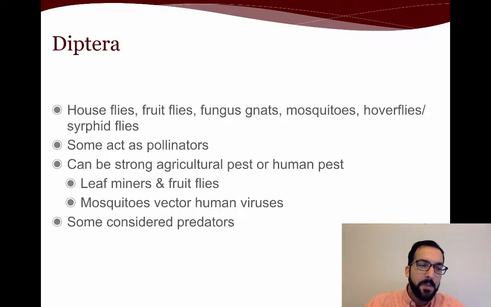Now we're going on to Diptera. These are things like our houseflies, fruit flies, fungus gnats, mosquitoes, hoverflies, and syrphid flies. That's right, mosquitoes. Excellent pollinators. So encourage mosquito population.